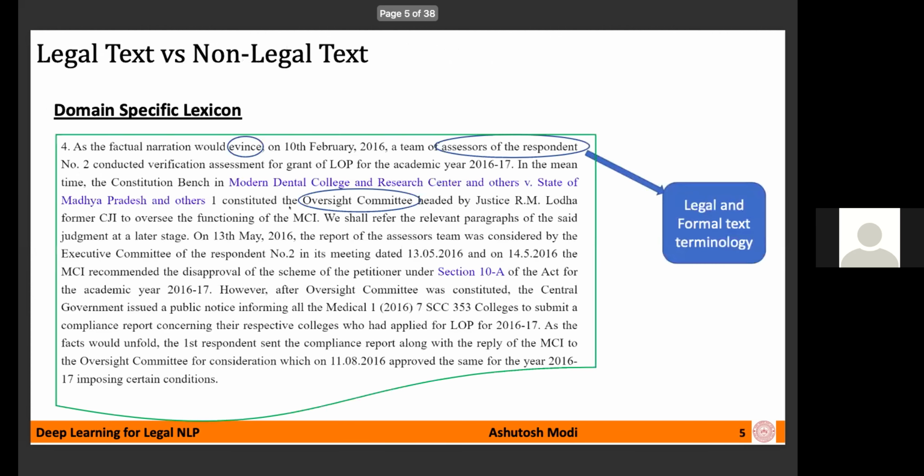Just to give an example, here is an excerpt from a legal document. It's a judgment document from a Supreme Court case. Here you can see that it is using some specialized terms, for example, events and assessors of respondent. If you show these to laymen, even they would have a hard time understanding these, right? So you can imagine what would happen in the case of deep learning models.